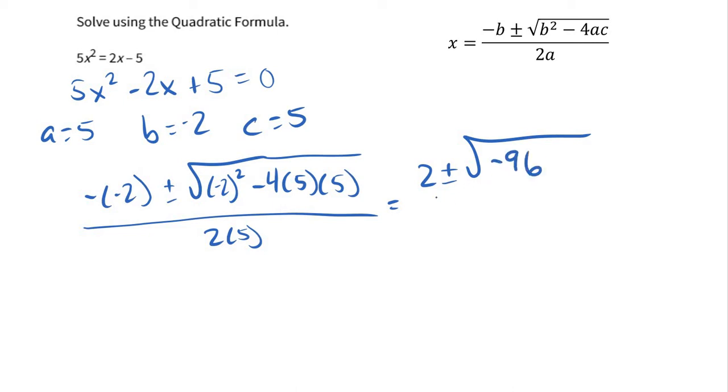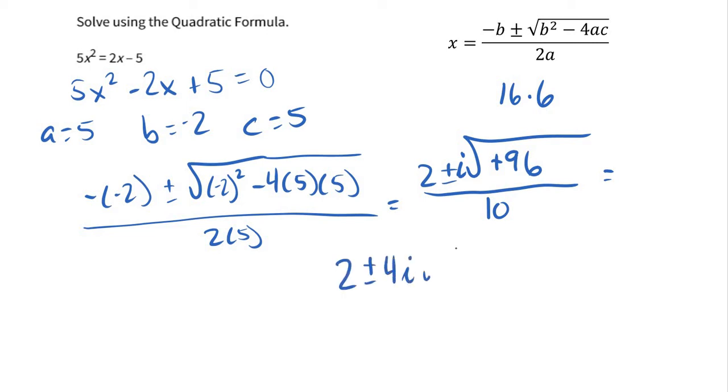Negative under the radical, that tells me I'm going to be dealing with a complex solution, right? Imaginary numbers. That's over 10. Let's simplify this. Of course, the negative you can just pull out, write it as an i. And 96 we want to simplify. Again, you could just go to a calculator, start dividing stuff in. And 96, I think that's going to be 16 times 6, right? You could try it. So I could pull the 4 out of 16. And so this is 2 plus or minus 4i times the square root of 6 over 10.